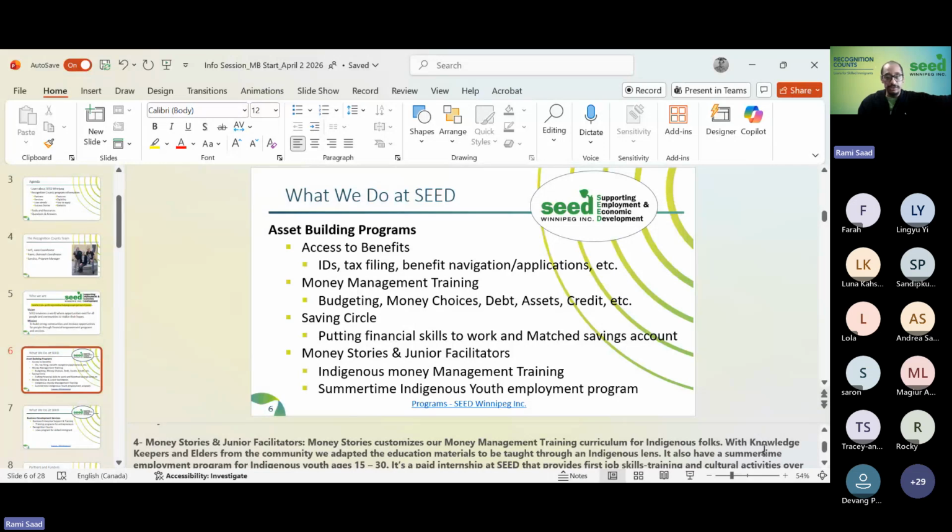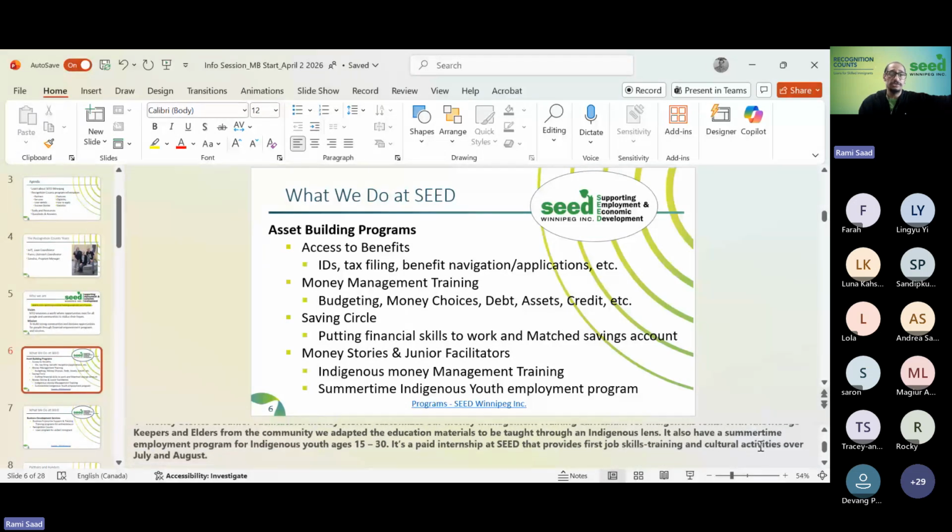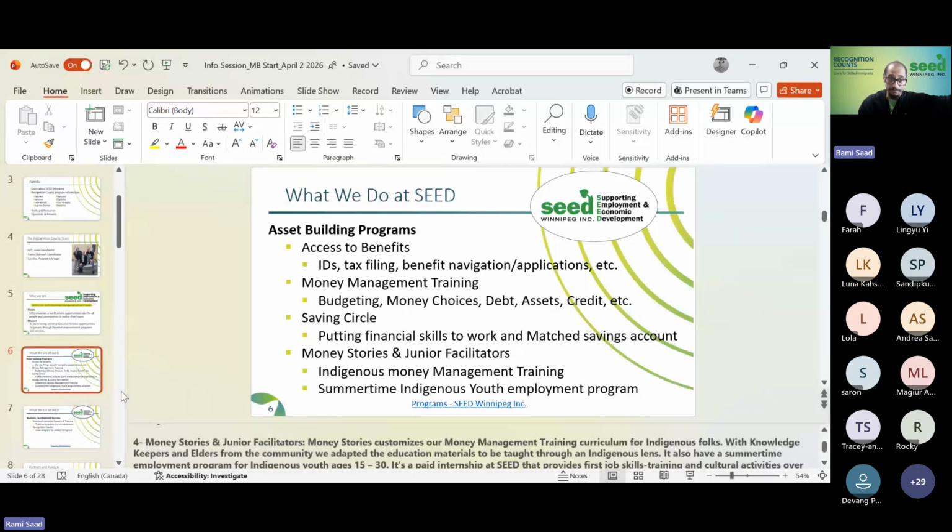And it also, as we said, has a summertime employment program for Indigenous youth ages 15 to 30. It's paid, and it's going to be at SEED Winnipeg. They're going to learn more about job skills training and cultural activities over July and August.